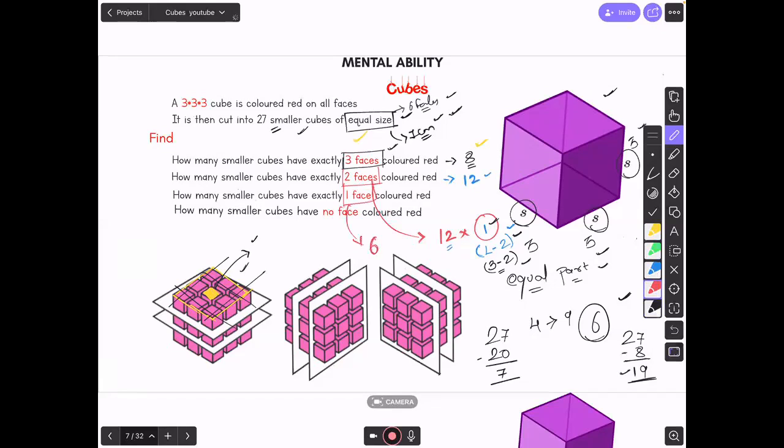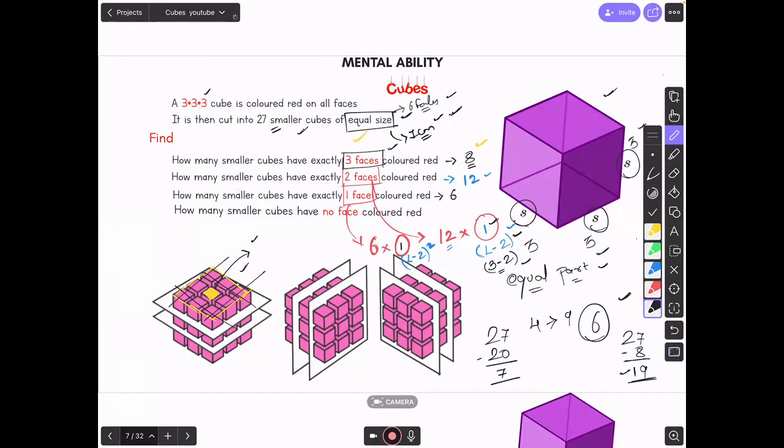6 such faces. Okay, the question is how many are we getting per face? So per face, again there is a formula for this. Okay, (length of the edge minus 2) squared. Please make a note of this as well. This will be helpful in the next problem. So what is the length of the edge given? 3. 3 minus 2 will be? 1. 1 squared is? 1. Okay, so 6 into 1, answer is 6.